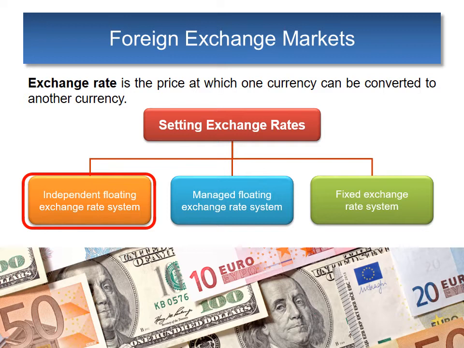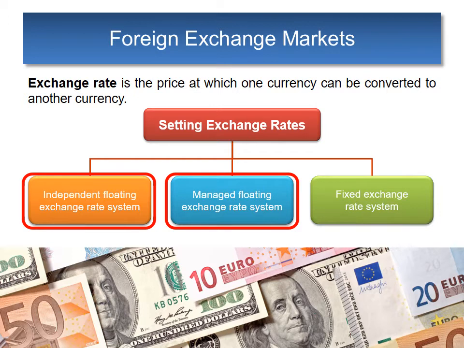The values of some currencies, like the Thai baht and the Indian rupee, are determined by the managed floating exchange rate system. In this system, the currency's value depends partly upon demand and supply and partly on active government intervention by means of its central bank, which purchases and sells its own currencies to manage exchange rates.